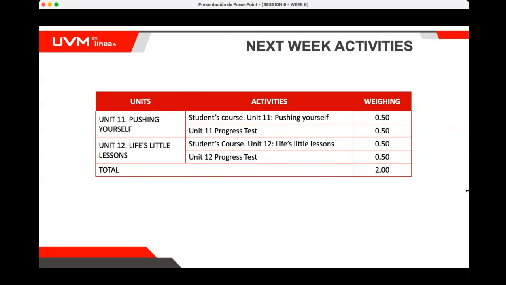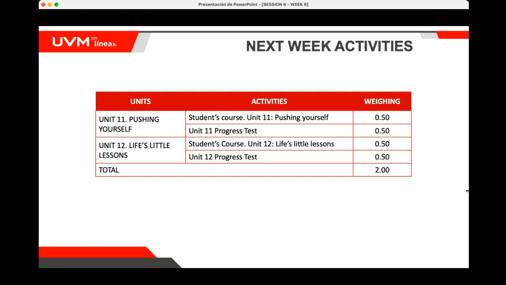But as I told you before, don't leave all the activities to the end of the week, because you are not going to have time to deliver all the activities. But you need to remember that even if officially the due date for the activities is tomorrow, you have until Sunday to deliver all the things that you have missed until this point. So for next week, which is in reality this week on Sunday, you need to deliver Unit 11 and Unit 12, Pushing Yourself and Life's Little Lessons.